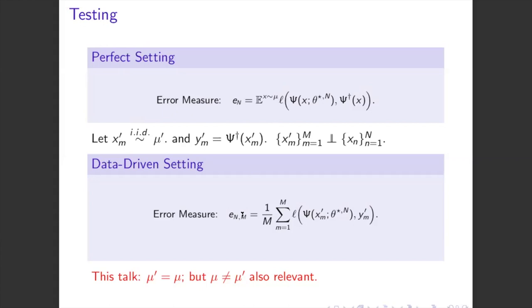Testing can be done with a different measure from the one used in the input space. But for this talk, I will assume that mu prime and mu are identical, but that the points with primes on them are independent of the points used in the training part of the talk, where there was no prime present. But looking at the setting where mu and mu prime are different is also relevant and interesting, but not part of this talk.